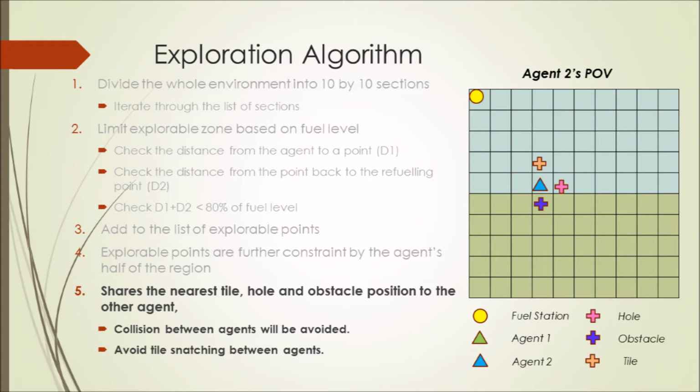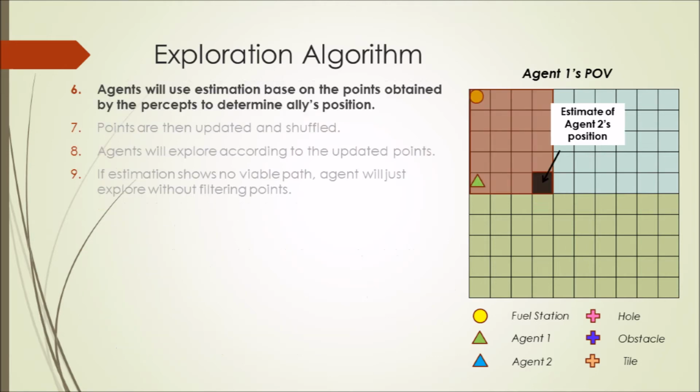Efficiency is also increased, as if both agents went for the same tile all the time, only the score of one agent can be updated and the other one will remain with a score of 0. After that, agents will estimate the position of the ally based on the information obtained through communication. More information regarding the communication between agents will be explained later.